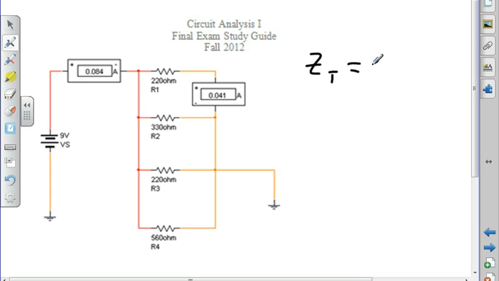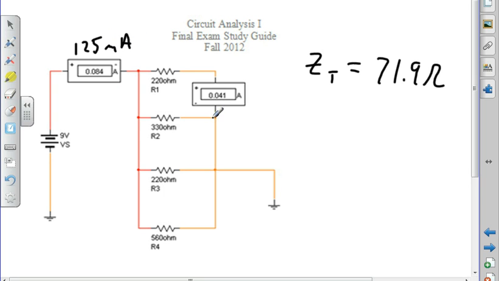So I should have 71.9 ohms. If I did, and I took 9 divided by 71.9, I would have 125 milliamps. Okay, so I should be seeing 125 milliamps, and I don't.